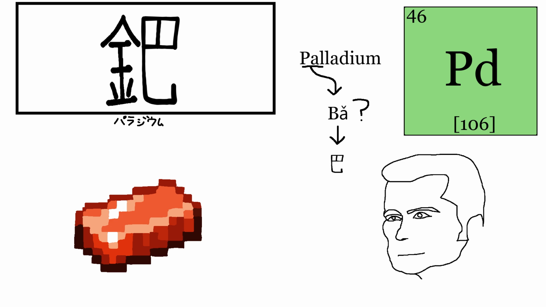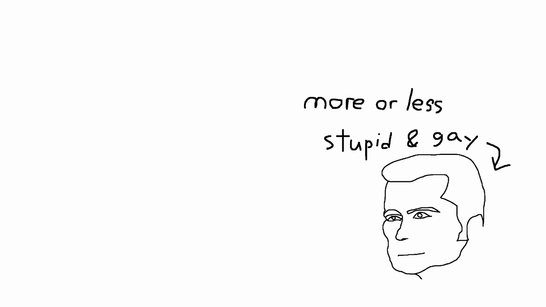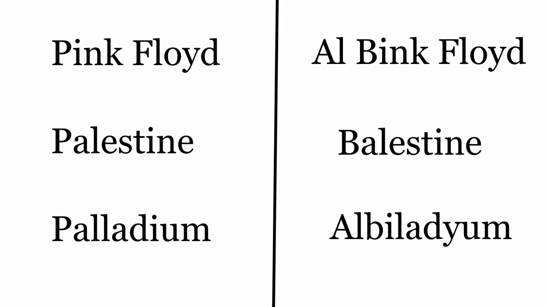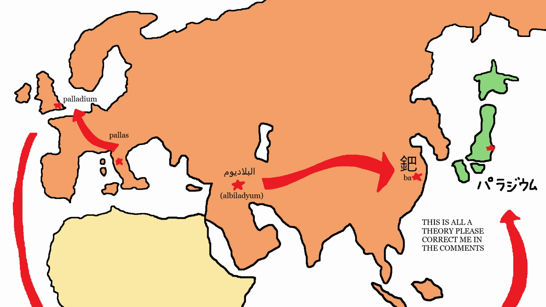So what happened? My research is futile because I can't read Chinese. Now, I'm a dumb, stupid teenager, but I have a theory about why palladium is called ba. Hear me out. In Arabic, the letter P does not exist. Their way of pronouncing P in loanwords is to replace it with B. Pink Floyd, Palestine, and palladium, it's apparently al-baladium. My thinking is that this element specifically was borrowed from Arabic to China through trade and eventually caught on.